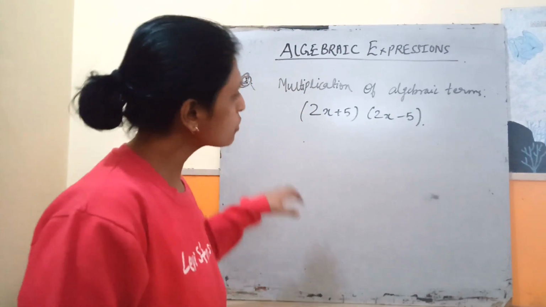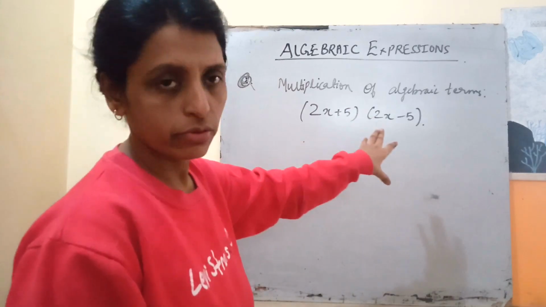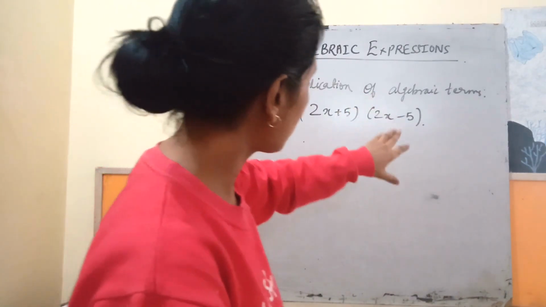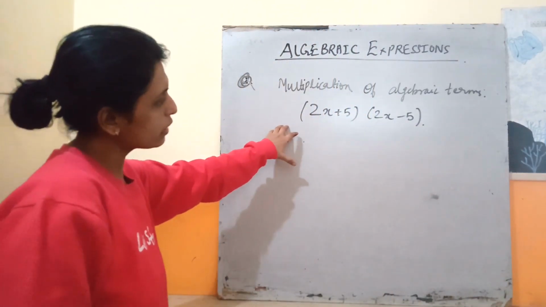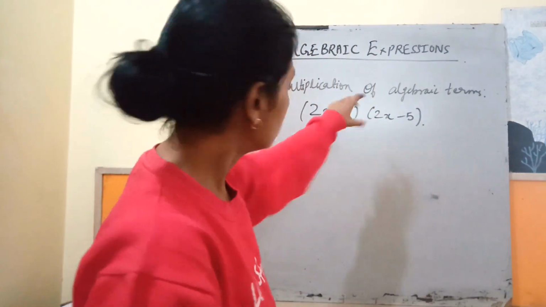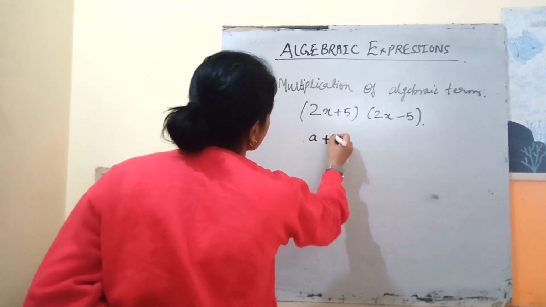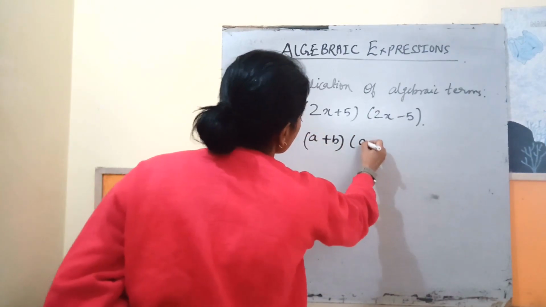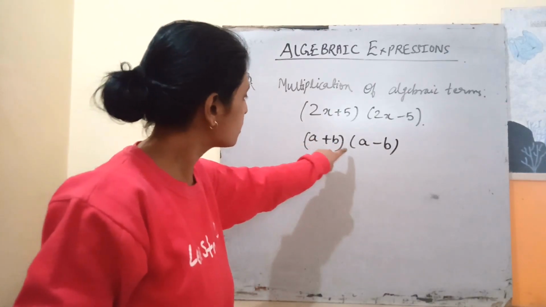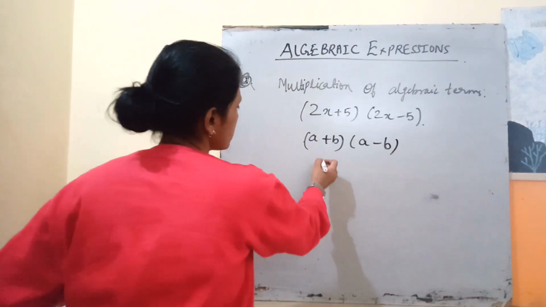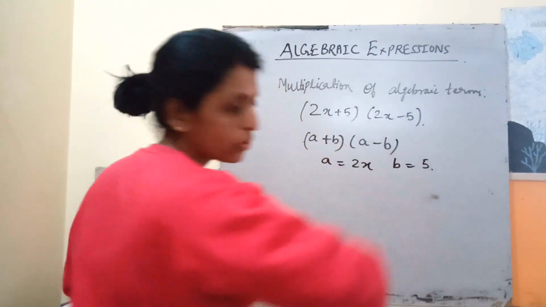So here I have got this question as 2x plus 5. We have to multiply 2x plus 5 with 2x minus 5. So you can compare these two algebraic expressions with a plus b, a minus b, isn't it? a plus b, a minus b, where a is your 2x and b is your 5.